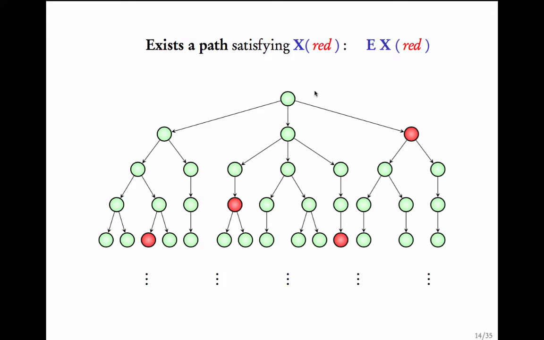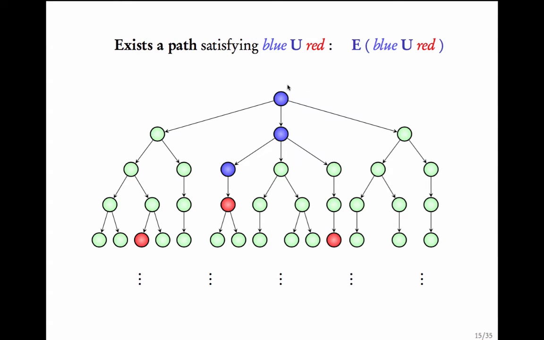Similarly, this becomes E X red because there exists a path satisfying X red. And finally, this tree satisfies E of blue until red. So exists a path satisfying blue until red. This blue until red is a property of a path, and this E operator will say that there exists a path which satisfies this property.